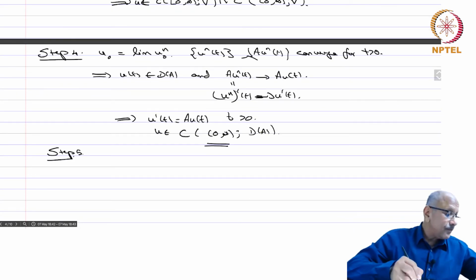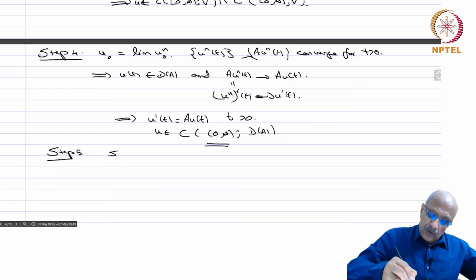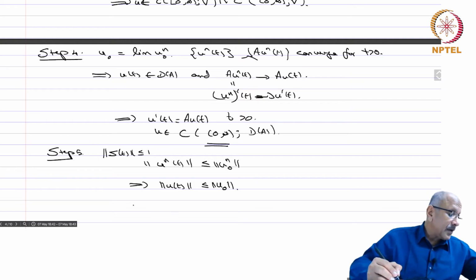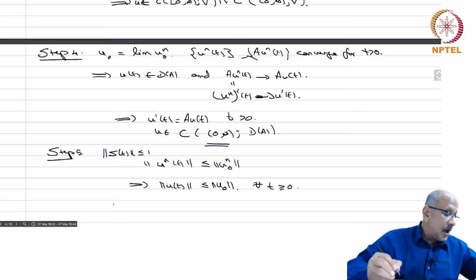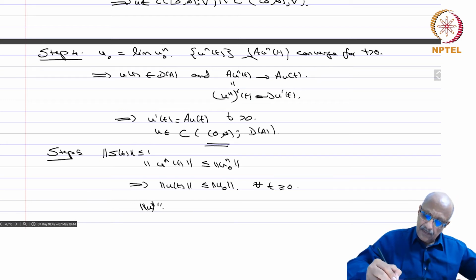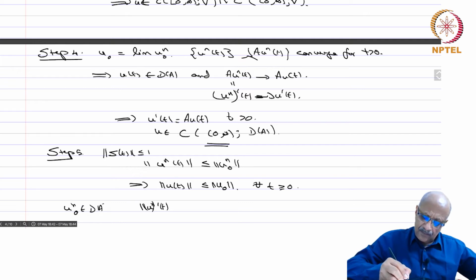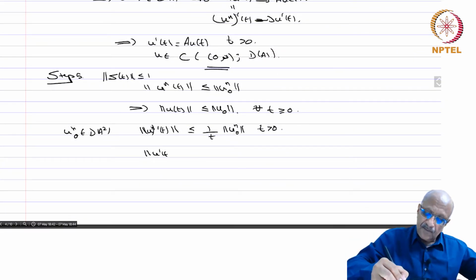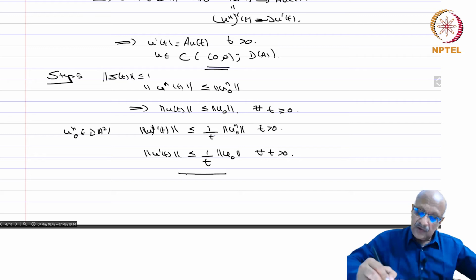So, finally, step 5. So, un(t) is a contraction semigroup. So, the norm of un(t) is less than or equal to the norm of un0, and this implies that the norm of u(t) is less than or equal to the norm of u0, for all t greater or equal to 0. Okay. And you have that the norm of un'(t), because un0 is in D(A²), is less than or equal to 1 by t times the norm of un0, t positive, and therefore, if you pass to the limit, the norm of u'(t) is less than 1 by t times the norm of u0 for all t positive. Okay, and this completes the proof of this theorem.